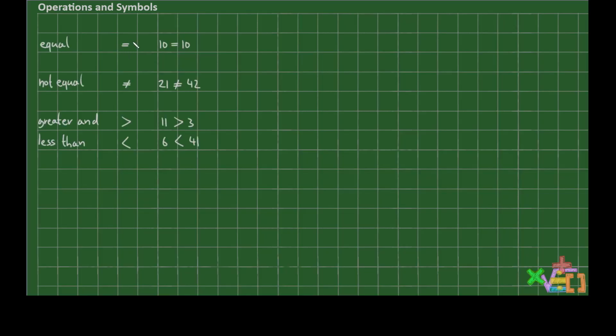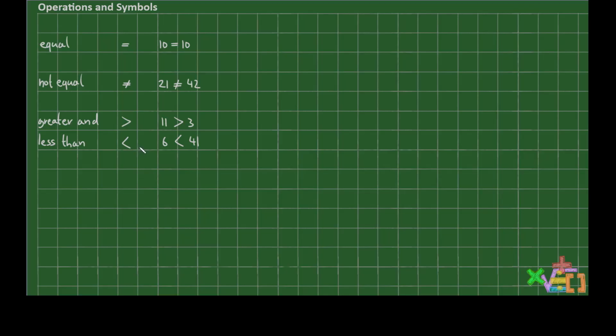We have the equality sign, which is telling us that whatever is on the left-hand side equals whatever is on the right-hand side. Should we have a case where that is not true, we use the inequality sign. There are instances where we want to compare the left to the right-hand side in terms of size. This is where we use the greater and less than signs.